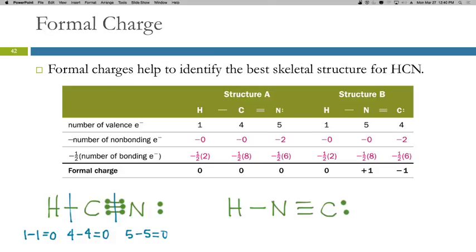Let's look at this one over here. Again, we're just going to cut everything in half. Let's look at the nitrogen. So nitrogen by itself, before it got involved, had 5 valence electrons. It got involved in this molecule, and now we're dividing it up. How many does it have? 4. So 5 minus 4 equals 1. Carbon, before it got involved, had 4 valence electrons, and after this gets broken up, how many does it have? 5. So that's -1. And then hydrogen, as always, ends up with 0.